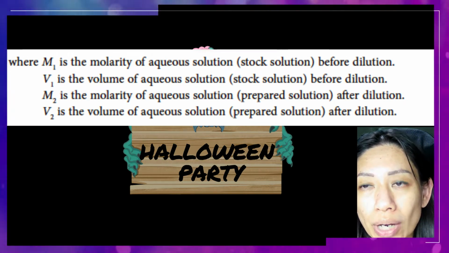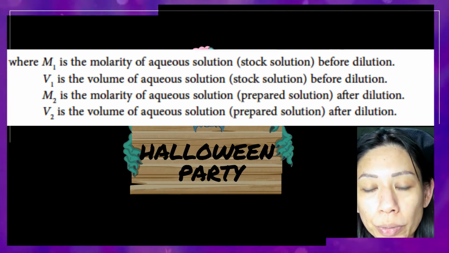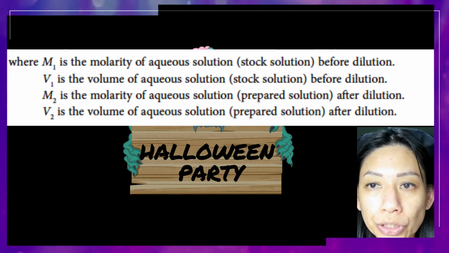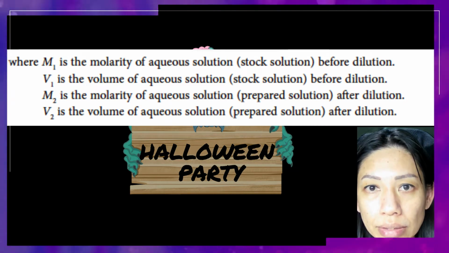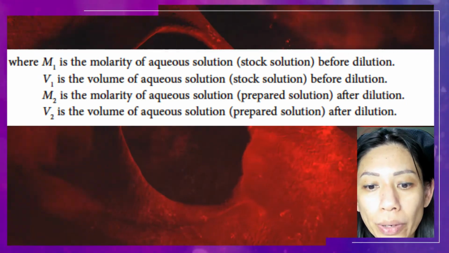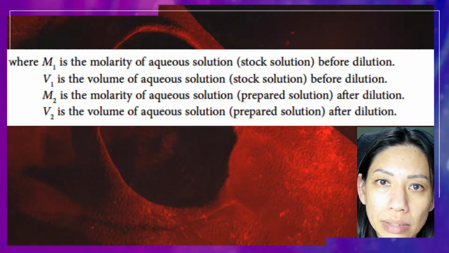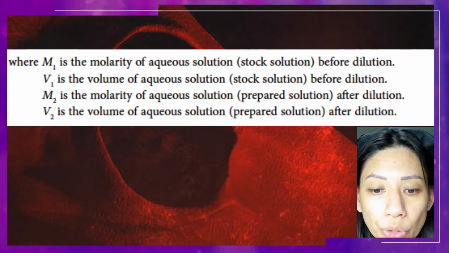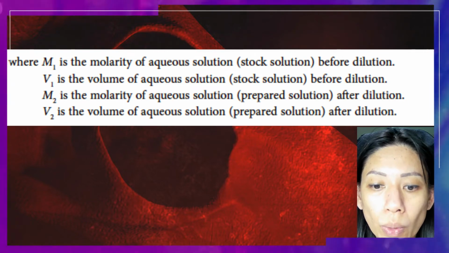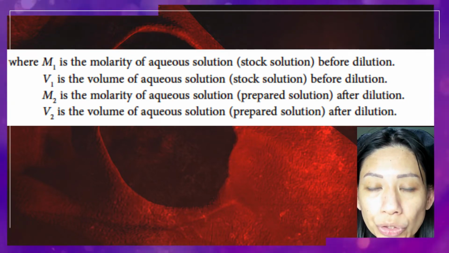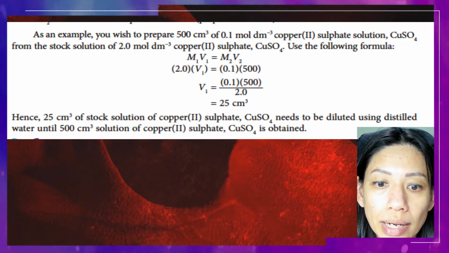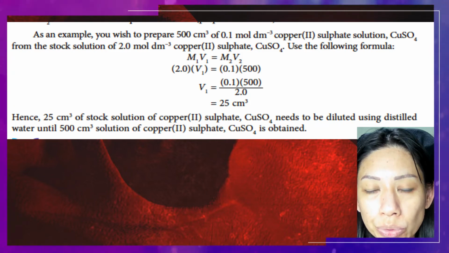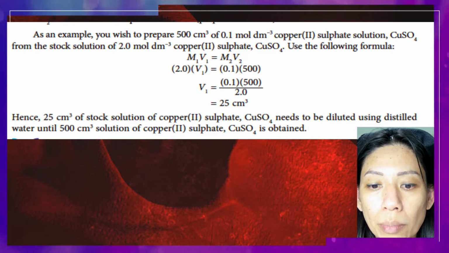V1 is how much of the 0.2 mole per cubic decimeter sodium carbonate you are going to use to produce 100 cubic centimeter of 0.1 mole per cubic decimeter sodium carbonate solution. So you only need to calculate V1. Using mathematics, transfer M1 to your right, so it becomes M2 times V2 divided by M1.